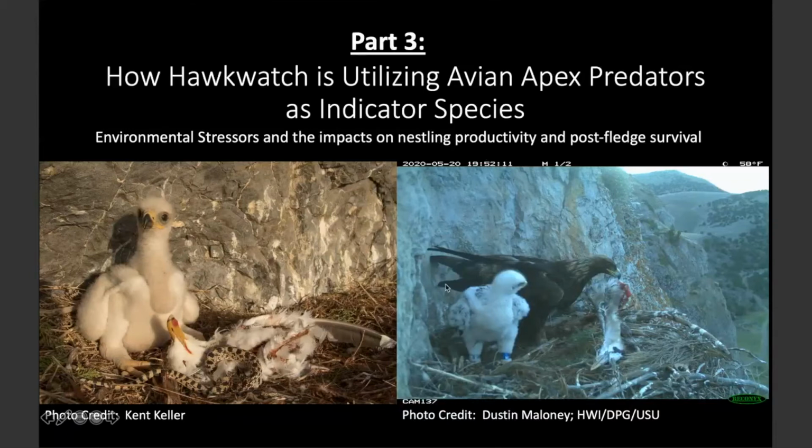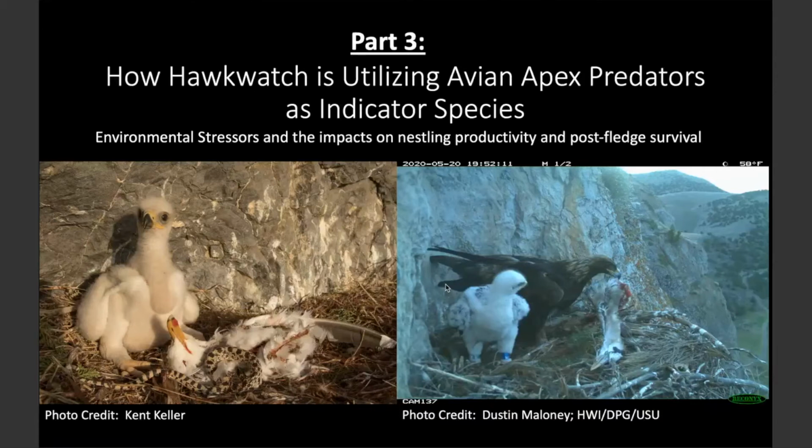All right, so how HawkWatch is utilizing avian apex predators as indicator species. So this really is focusing on my research. It's collaborative research between HawkWatch International, Dugway Proving Ground, and Utah State. And on the left, we have this great example photo of a healthy-looking nestling with a full crop. It's got a lot of food in its crop there, with a California gull and a gopher snake in front of it, right? So keep that in mind.